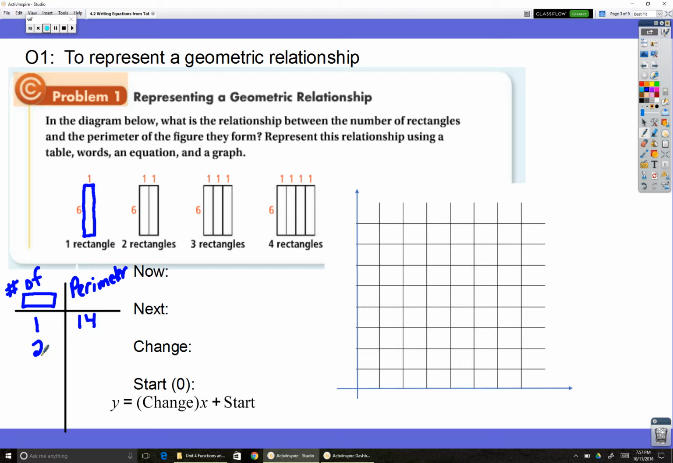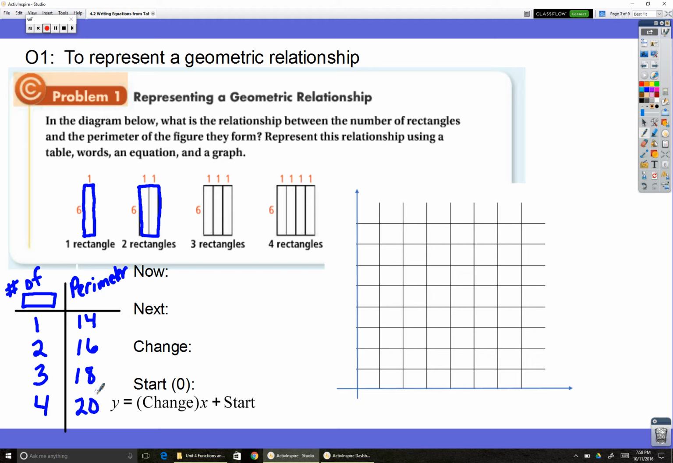When I have two rectangles, the perimeter does not double. I still have long sides that are 6, short sides that are now 2 wide, so 6, 7, 8, plus another 6 is 14, plus 2 is 16. For 3 rectangles, I have a perimeter of 18. When I have 4 rectangles, I have a perimeter of 20.